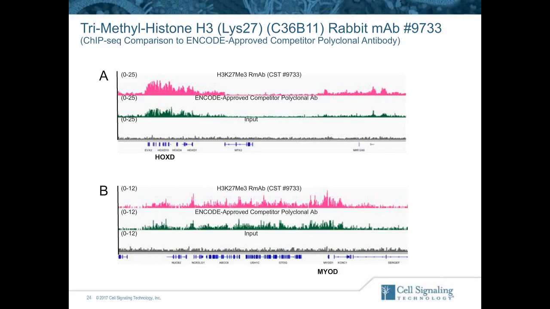Shown here is a comparison of our trimethylation 27 antibody against an ENCODE-approved competitor polyclonal antibody. And we're looking at enrichment of HOXD and MyoD loci at the top and at the bottom. And what we find is with the CST antibody, we see actually better levels of enrichment and better signal to noise than we do with the ENCODE-approved competitor polyclonal antibody.